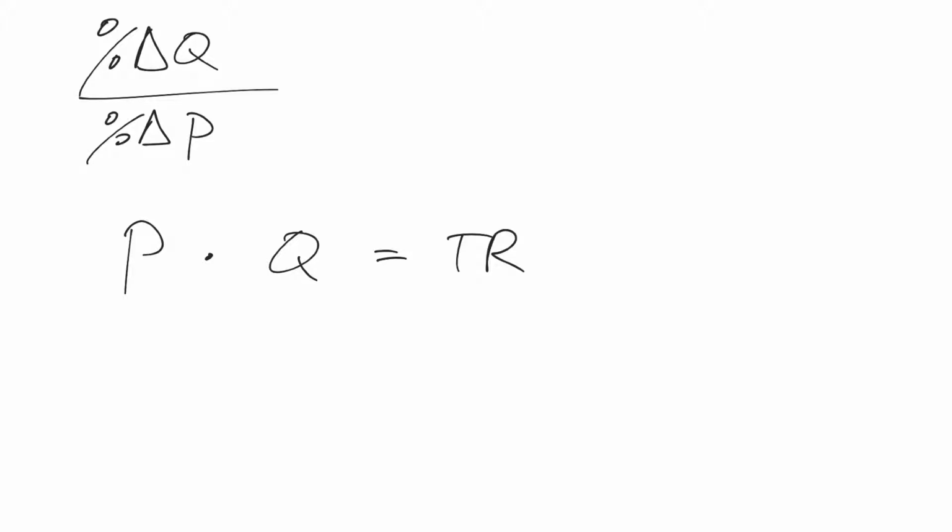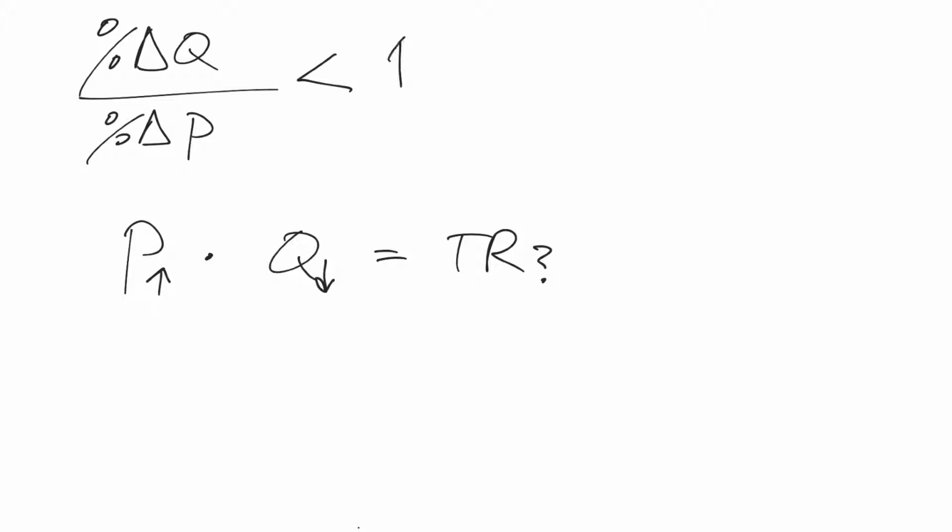Well, we know that if price goes up, quantity goes down. That's the law of demand, the inverse relationship between price and quantity. The question is, what's going to happen to total revenue? We have price going up, we have quantity going down. Which one's going to dominate? Which way is revenue going to go? Well, that all depends on what the price elasticity of demand is.